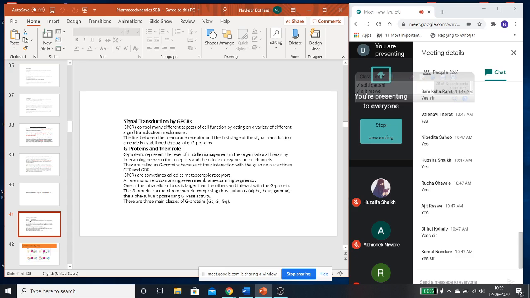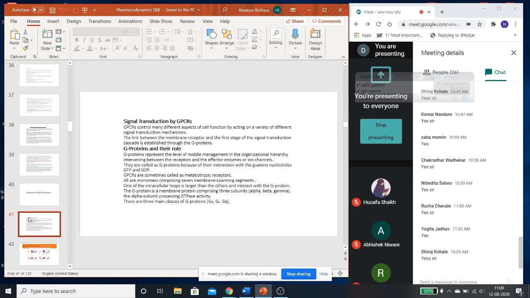This is clear. Now we are getting complex and more complex. I am therefore going slowly. Understood this? G protein coupled receptors. Cascade, you understood the word? Okay. Signal transduction, you understood the word?